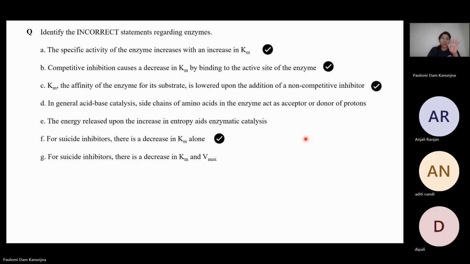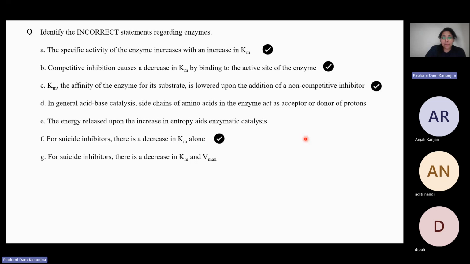It's not increasing, right? Okay, next, competitive inhibition causes a decrease in Km by binding to the active site of the enzyme. No, it increases, because it binds to the active site. So it has to now compete for substrate. It requires greater substrate concentration to reach half of Vmax.